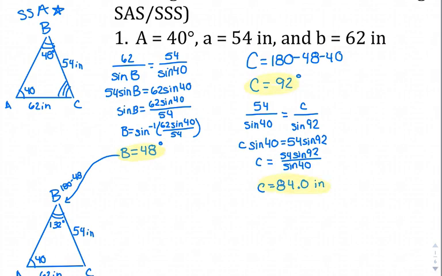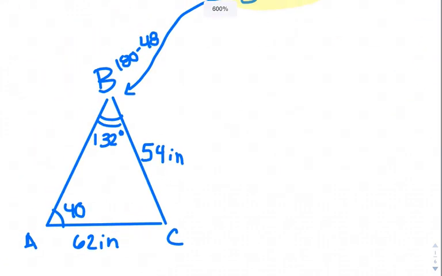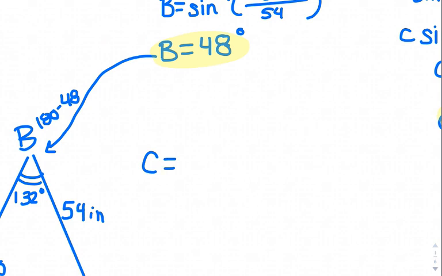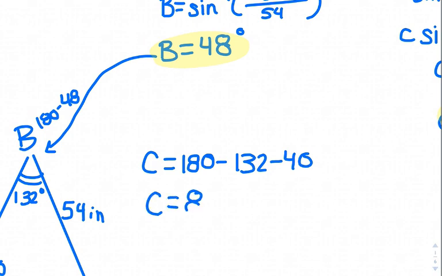And now I'm going to move on to my second triangle. So in my second triangle, I have to solve for angle C. In order to do that, I take the other 2 angles and subtract them from 180. So angle C is 8 degrees.